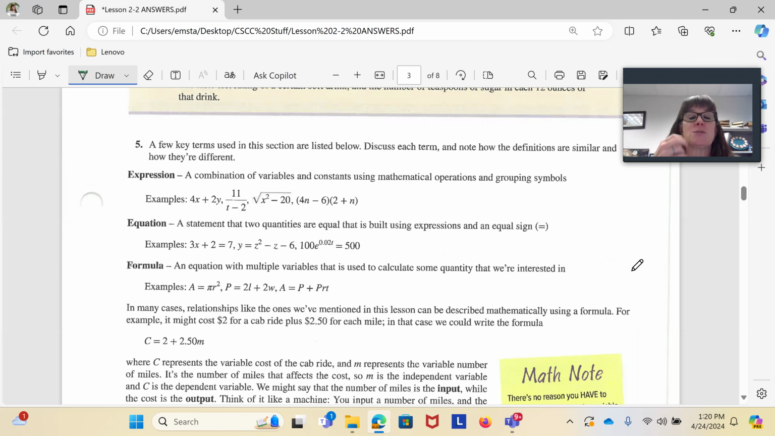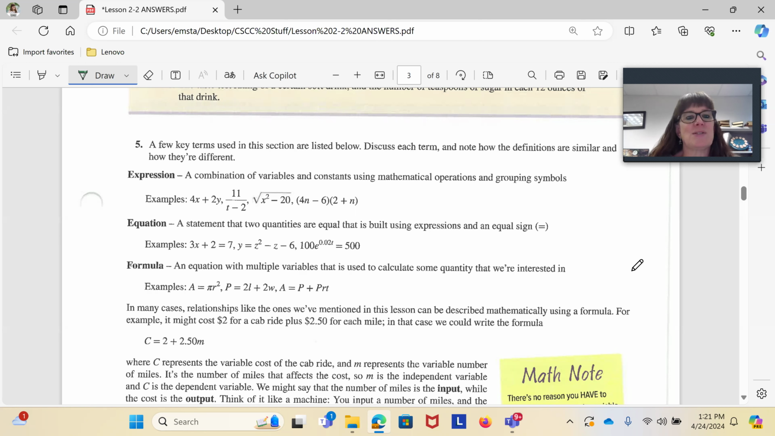So the difference between an expression and an equation: both of them are made up of variables and constants and operations, but an equation has an equal sign, an expression does not. An equation can be solved, an expression can be evaluated or simplified. A formula is just a special type of equation. A formula is an equation that you may recognize. It's an equation with multiple variables that is used to calculate some quantity.